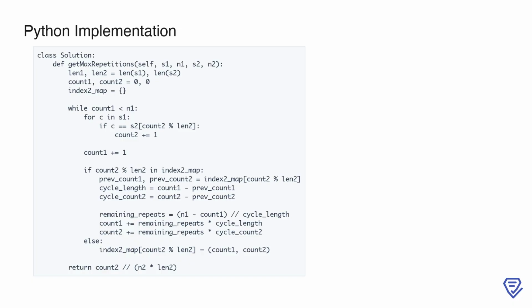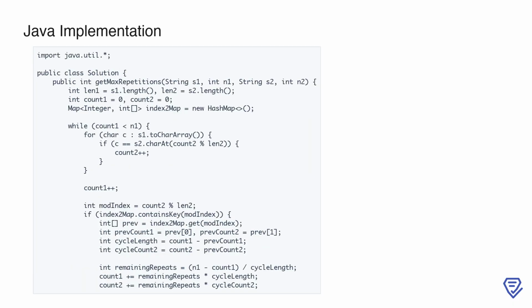This approach avoids unnecessary computation by leveraging cycle detection and efficient skipping, ensuring the solution is optimal for large input sizes. Here, we begin with the Java implementation of the solution. The function getMaxRepetitions takes in 4 parameters: S1, N1, S2, and N2. The goal is to determine how many times S2 can be repeated within the repetitions of S1.